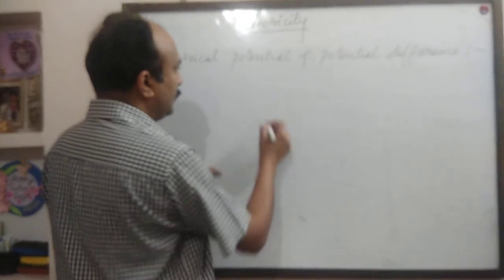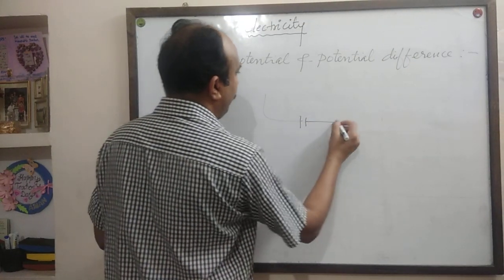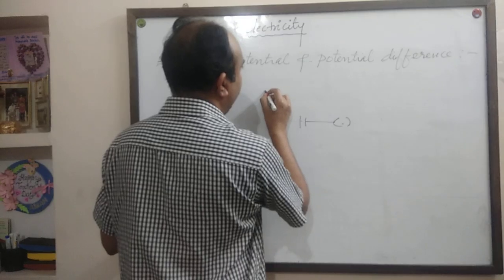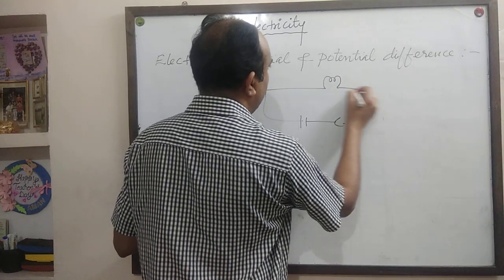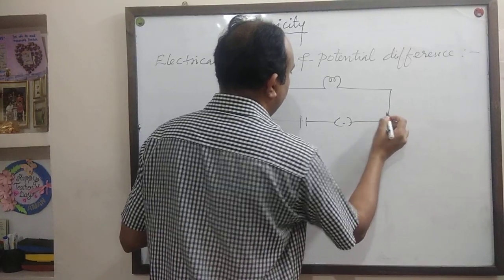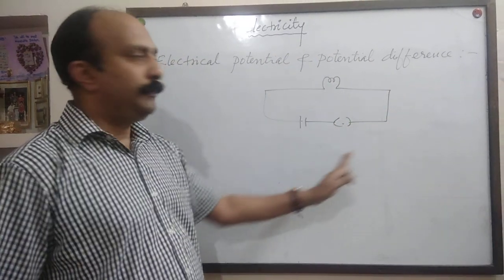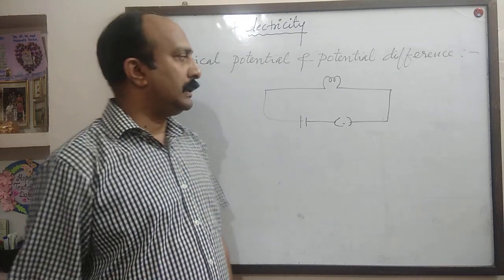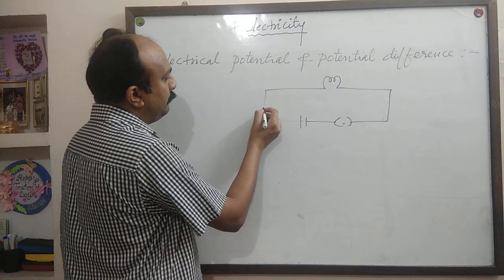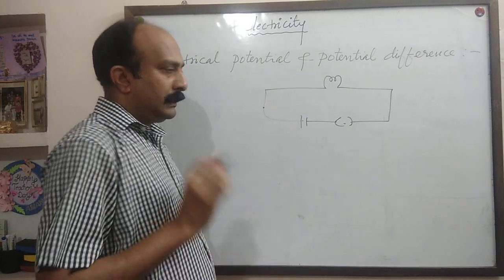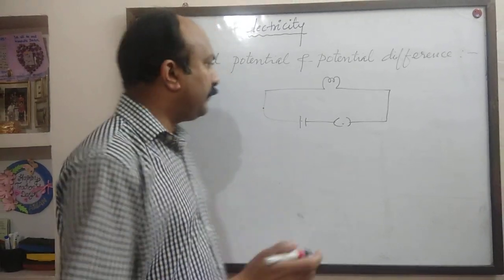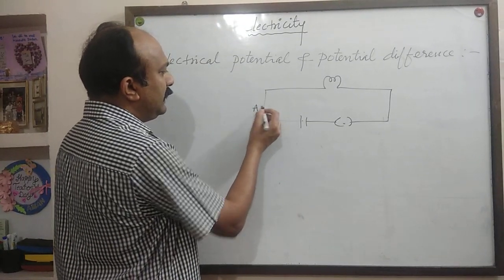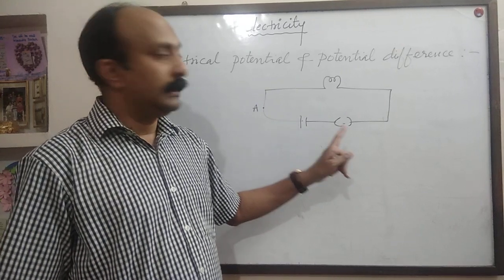So, in a circuit, every point of a circuit will have a particular potential. Now what do you mean by the potential? The correct definition in physics for potential is, say for example, A is a point of the circuit.